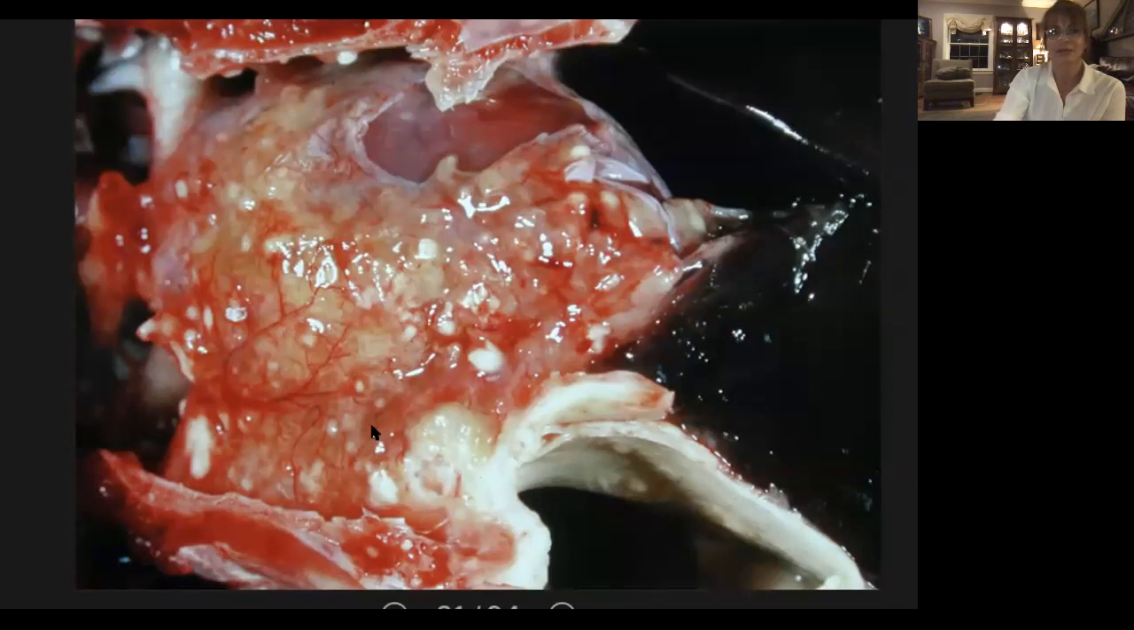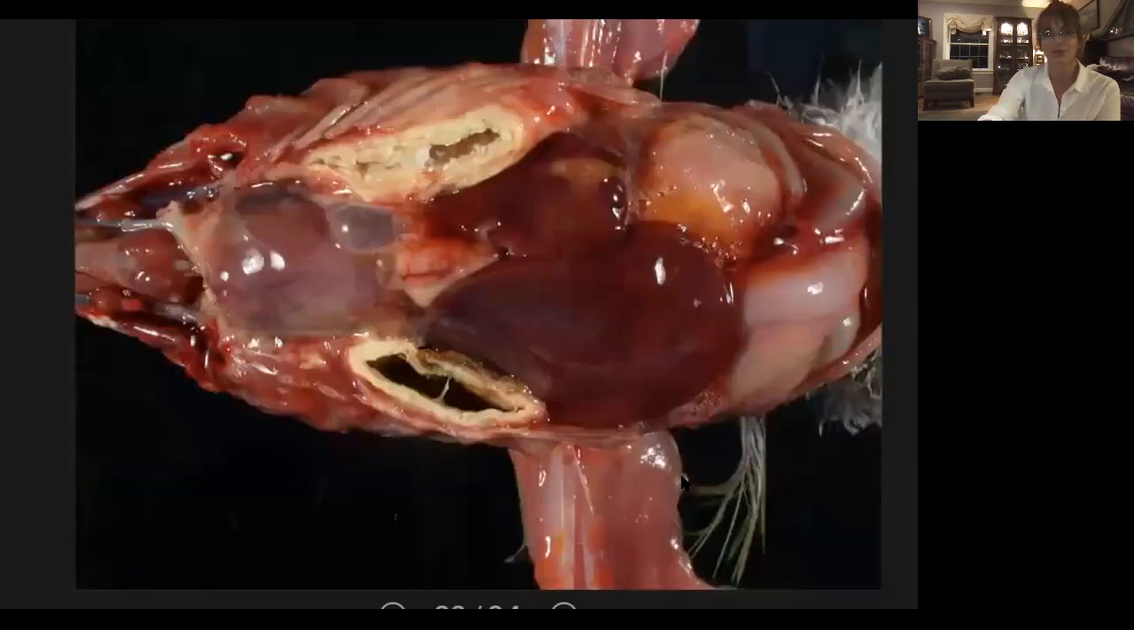So this is the pericardium that we're looking at here, just to orient you. And here's our liver. And this is an air sac right here that is just completely lined with Aspergillus. And here is kind of a whole bird picture.